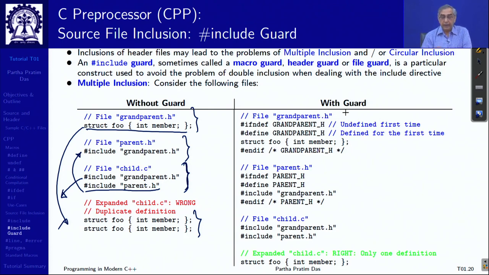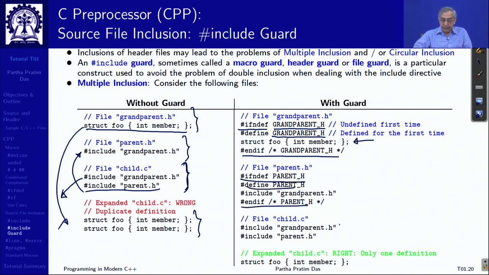What you do is, say in the grandparent.h, you define a symbol GRANDPARENT_H. So, you say #ifndef GRANDPARENT_H, #define GRANDPARENT_H, #endif, and within that you put the code. This is your actual code. Similarly, you have done that in the parent.h.